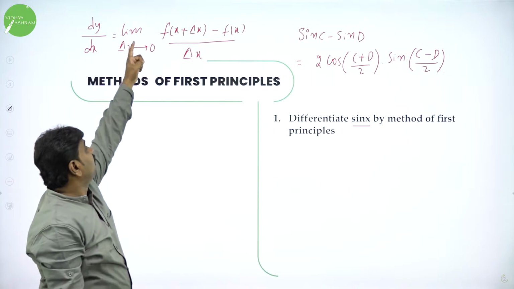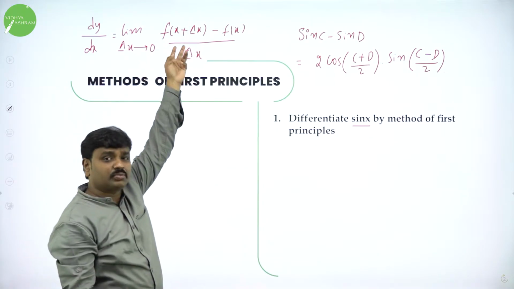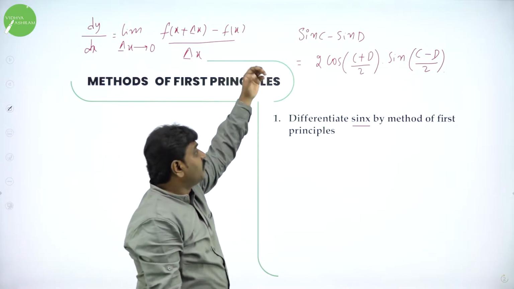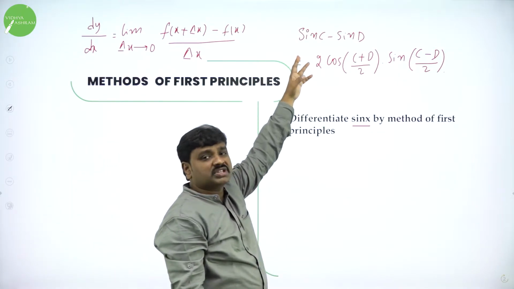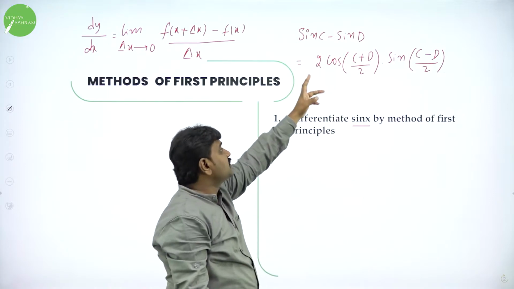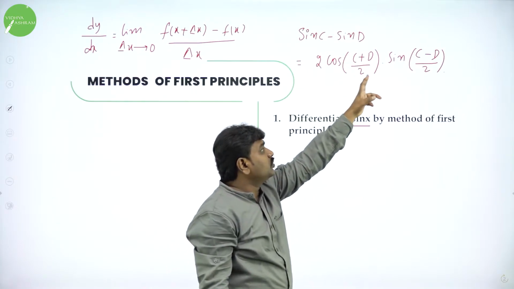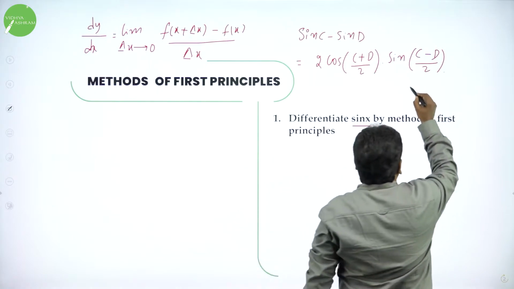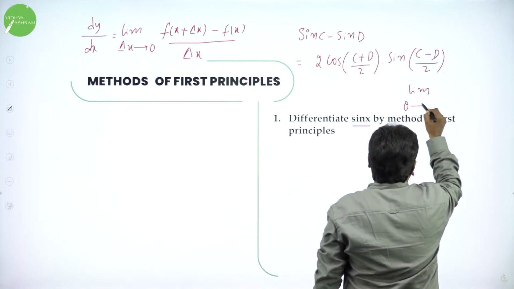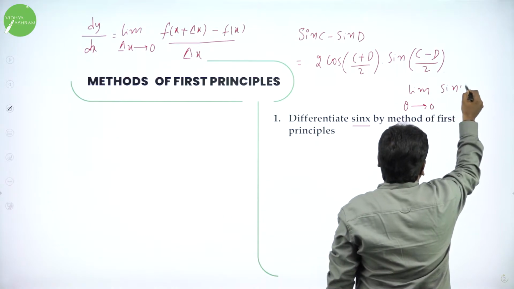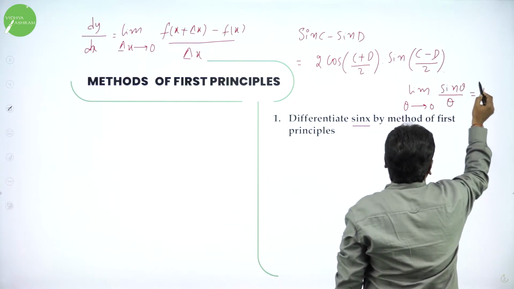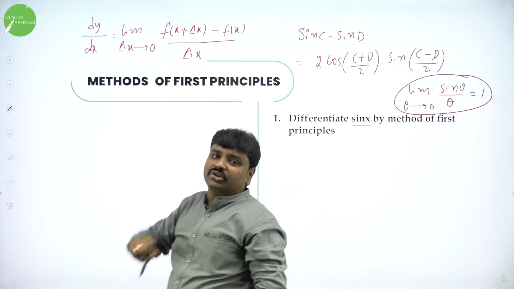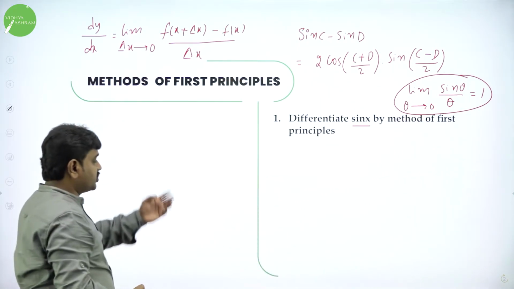Dy by dx is limit delta x tends to 0 f of x plus delta x minus f of x by delta x. F of x means the given function, and for this problem you should know the transformation, sin c minus sin d. What is sin c minus sin d? 2 cos c plus d by 2 into sin c minus d by 2. And also you should know the theorem. What is the theorem we have learnt? Limit theta tends to 0 sin theta by theta. What is limit theta tends to 0 sin theta by theta? 1. So this is the theorem you should know, this is the transformation you should know, and this is the formula you should know. Now we'll start with first principles.